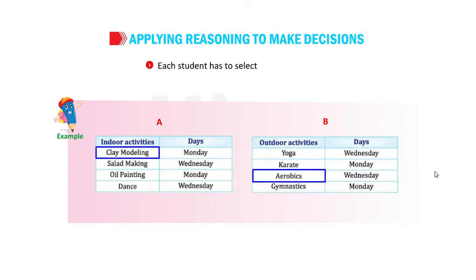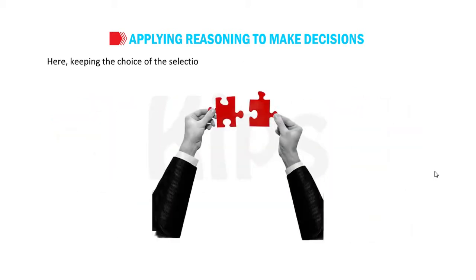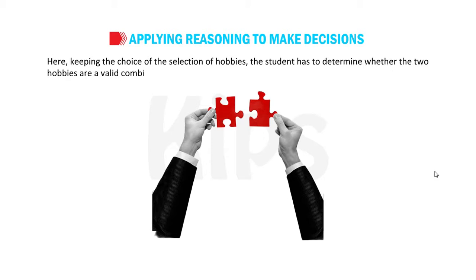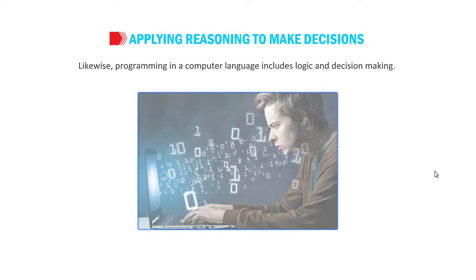Each student has to select at least 2 hobbies. The selection of 1 hobby from each section is mandatory. The periods for 2 selected hobbies should not fall on the same day. Here, keeping the choice of the selection of hobbies, the student has to determine whether the 2 hobbies are a valid combination or not. Likewise, programming in a computer language includes logic and decision making.